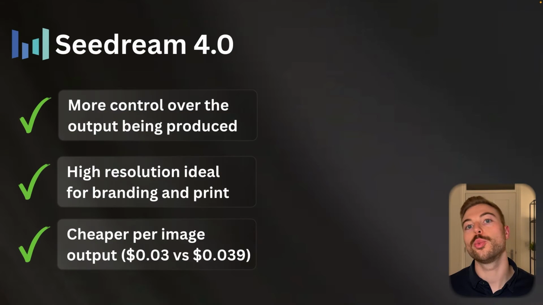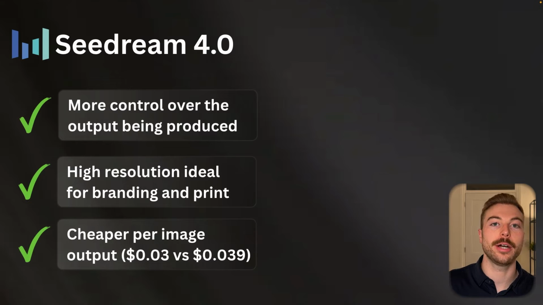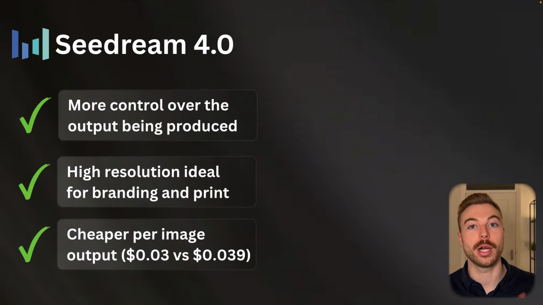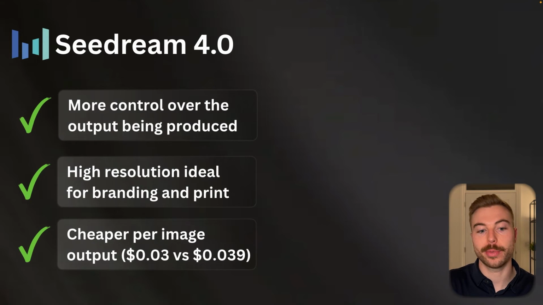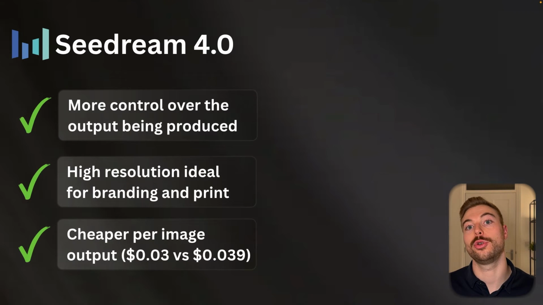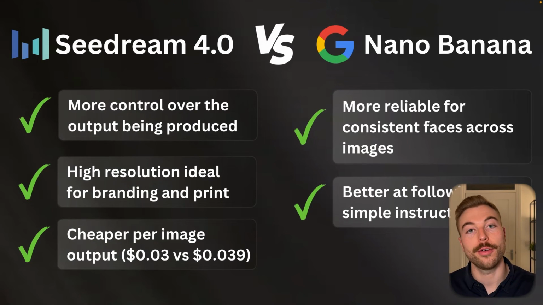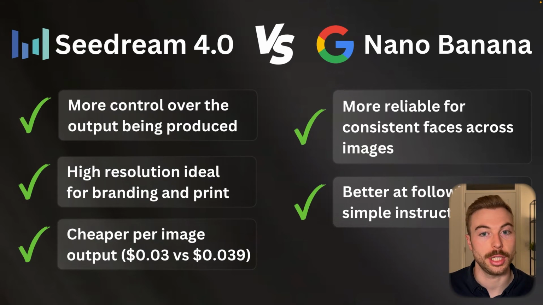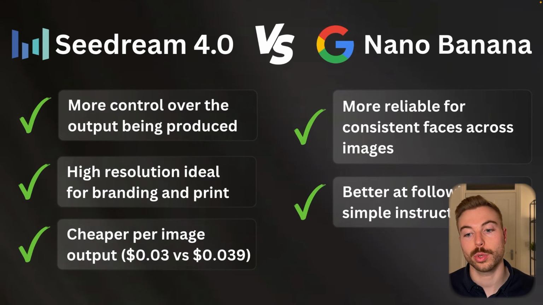So what is Seedream 4 really good at? Well, it's got lots and lots of control over the output being produced. We can get it to be a higher resolution than NanoBanana because we've got control over it being 1K, 2K or 4K, and it's a little bit cheaper at 3 cents per output versus 4 cents per output for Google's NanoBanana. However, I found that NanoBanana is a bit more reliable for the faces that we're going to be doing across many use cases. And if you're not very good at prompt engineering or you're still getting to grips with it, it's better at following those simple instructions.